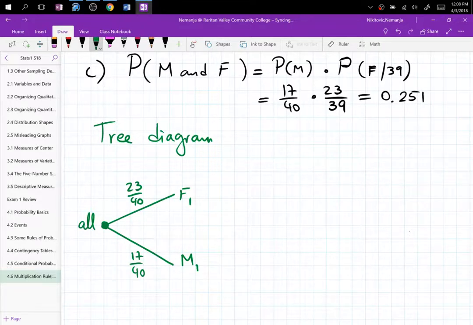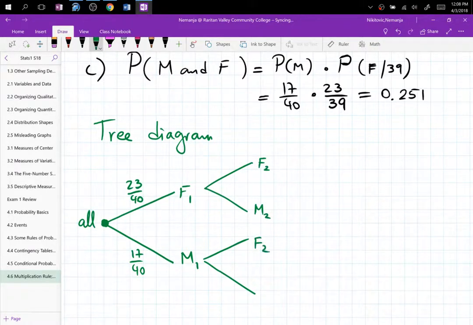Now, once you pick your first student, whether it's male or female, you have to pick the second one. That is going to branch off of what you already have. So now, to pick another female, or to pick a male, or to pick a female, or to pick a male. So F1 and M1 stand for the first draw, and F2, M2 stand for the second draw.